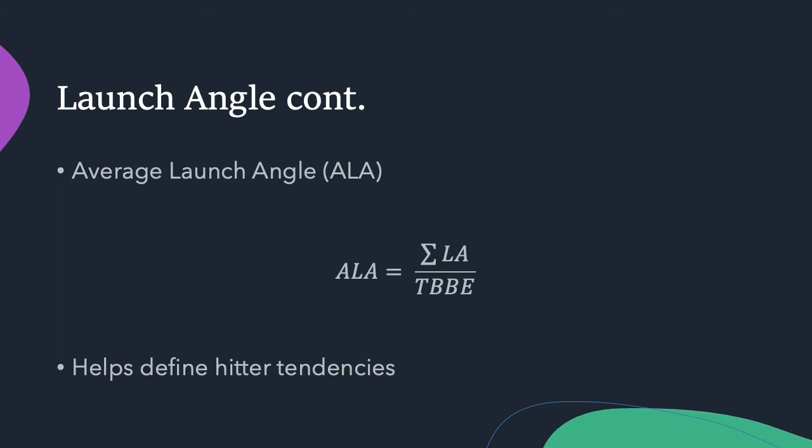Similar to exit velocity, launch angle varies from plate appearance to plate appearance. So it is again useful to look at the average launch angle, or ALA, which can be defined as the sum of all the launch angles for any particular hitter, divided by, again, the total batted ball events. Average launch angle gives us a feel for the hitter and helps us define hitter tendencies, such as a ground ball hitter, fly ball hitter, etc.